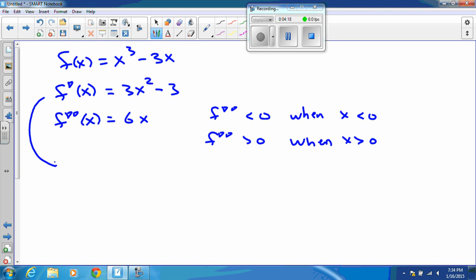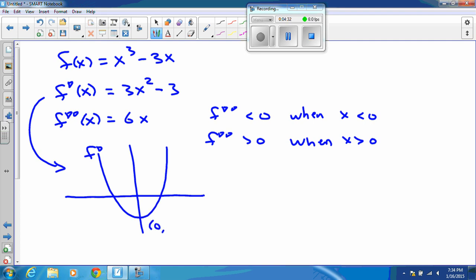What does this mean? To understand this, I want to take a look at the graph of f prime. F prime is equal to 3x squared minus 3. Clearly that's going to be a parabola with an intercept down here at 0, negative 3. And we already know from the previous page that it has two zeros at x equals negative 1 and x equals 1.